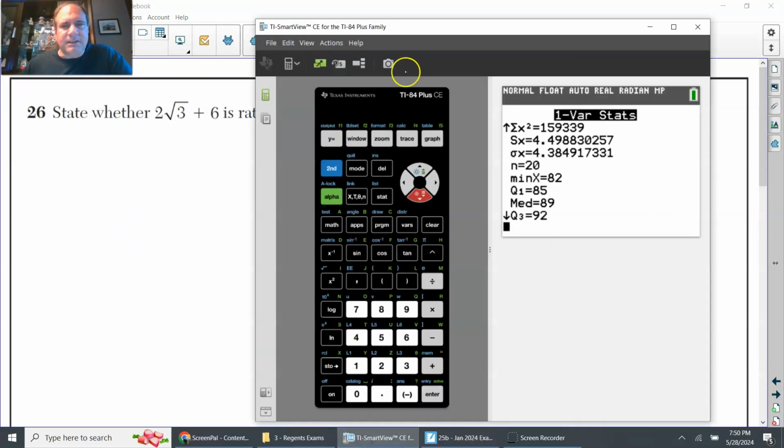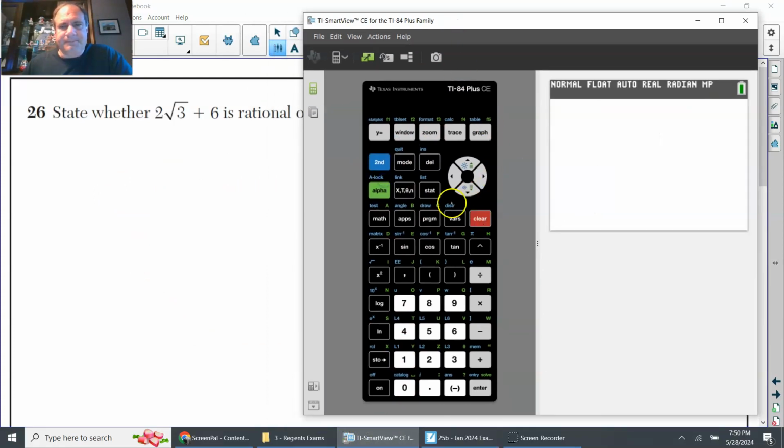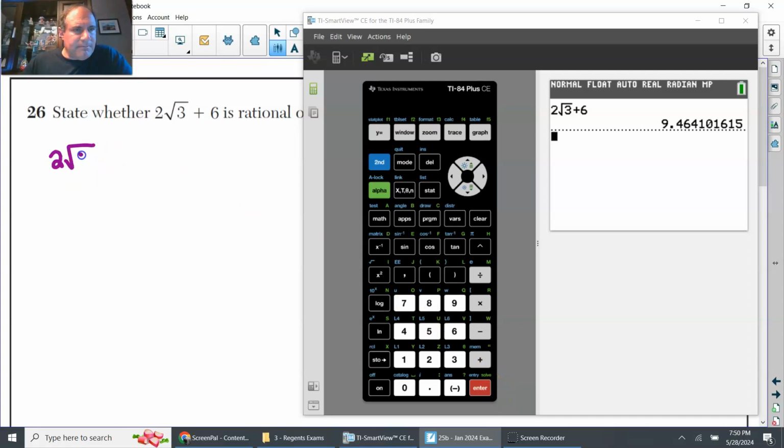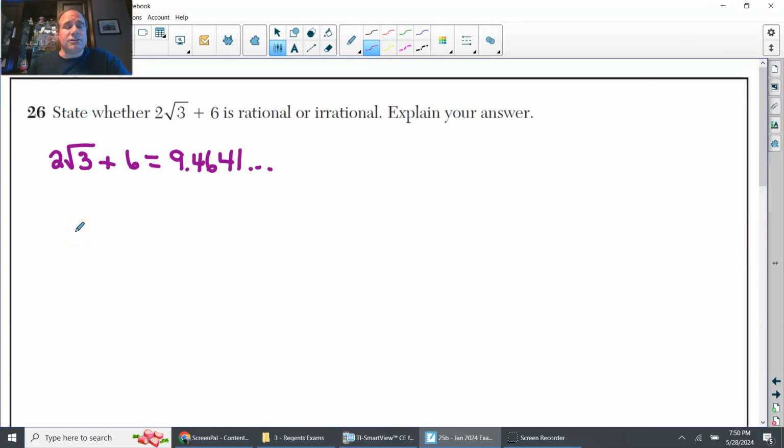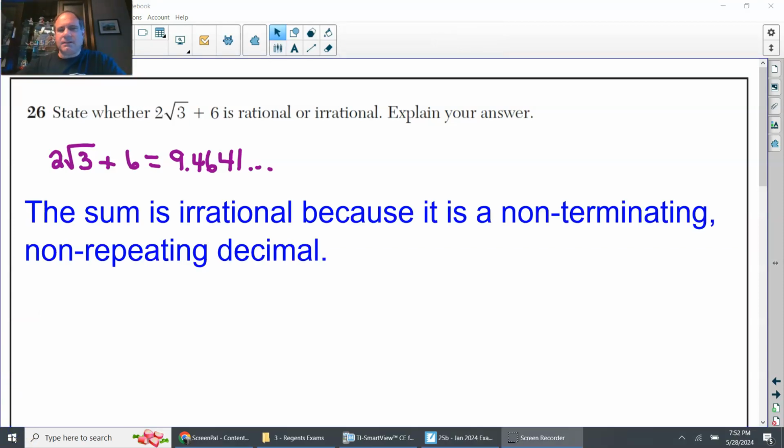You're just going to put this into the calculator. And you have 2, second function, radical 3. Press to the right, plus 6, and you're going to get that. So I'm going to put 2, square root of 3, plus 6 equals 9.4641... And I'm going to say this is irrational because it is a non-terminating, non-repeating decimal. And that's it.